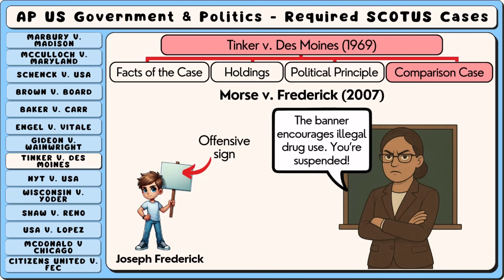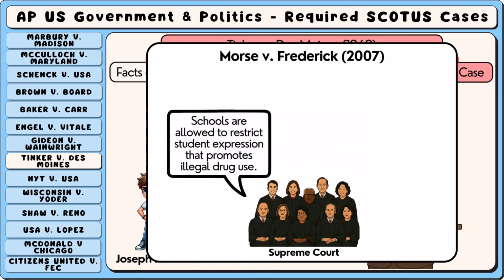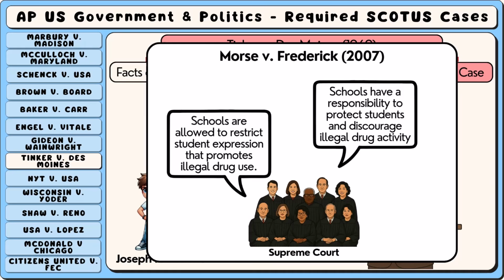The principal believed the banner encouraged illegal drug use, so she took it down and suspended Frederick for violating school rules. The court agreed with the principal and held that schools are allowed to restrict student expression that can reasonably be understood as promoting illegal drug use. The court's reasoning was that schools have a responsibility to protect students and discourage illegal drug activity, so this type of speech falls outside the protection given in Tinker.